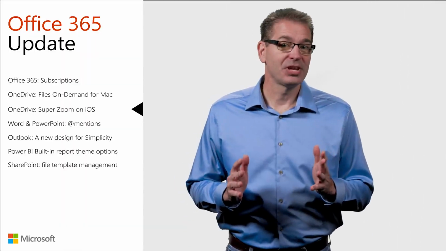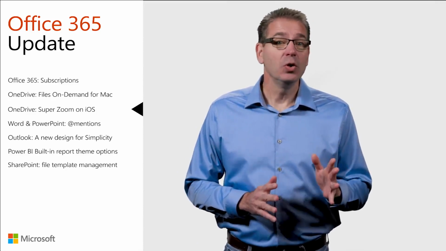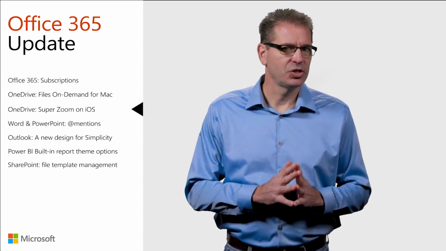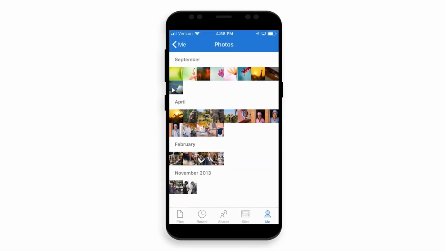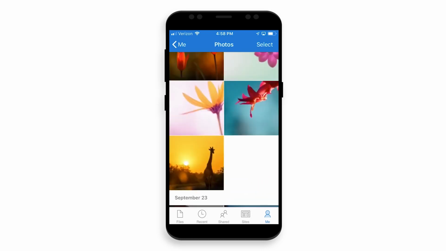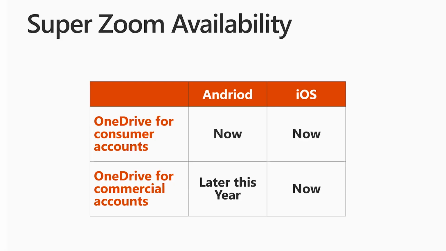Who doesn't store pictures on their phone or tablet, right? The new Super Zoom feature enables OneDrive on iOS users to use a pinch gesture to zoom in and out of the Photos view, zoom out to easily scroll many photos at a time, or zoom in to get a larger preview of your photos as you browse. This feature is supported on both OneDrive for Business as well as consumer accounts on iOS. For those of you using OneDrive on Android devices, Super Zoom is already available, but only for OneDrive consumer accounts, and should be coming to OneDrive for commercial accounts later this year.